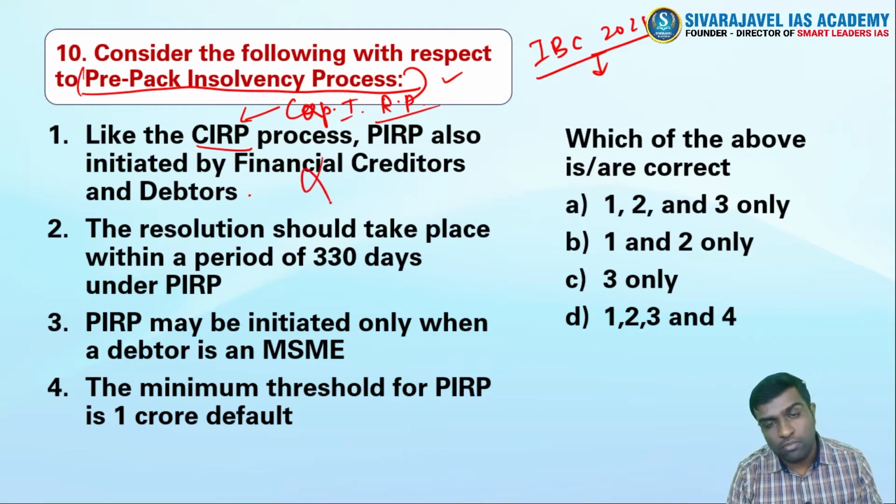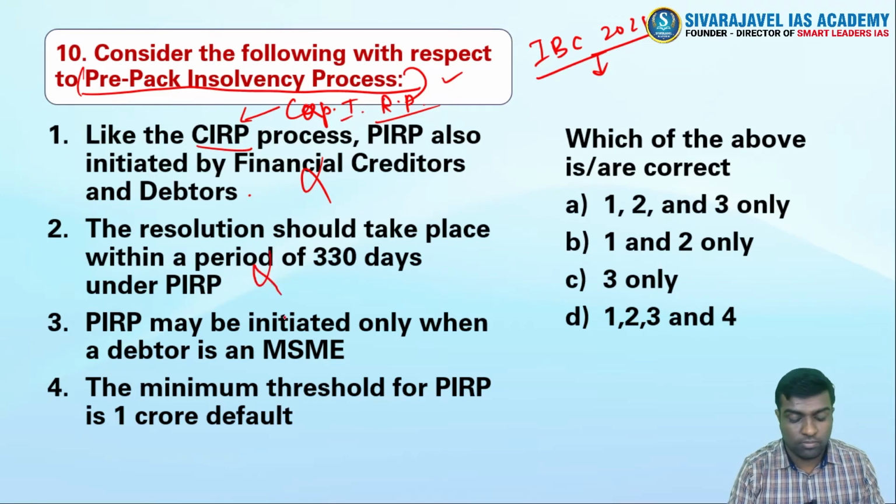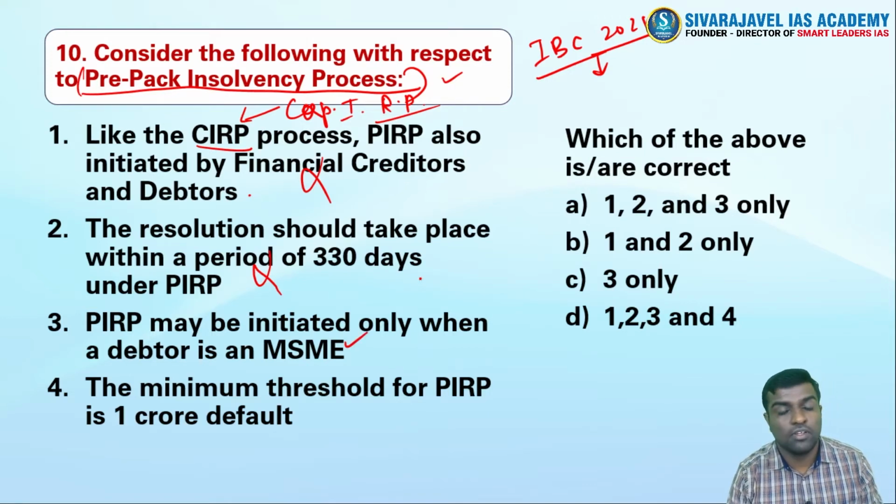No. Second, the resolution should take place within a period of 330 days under the PIRP. This is also wrong. Third statement, PIRP may be initiated only when a debtor is an MSME. Yes. The minimum threshold for PIRP is 1 crore default. So 1 crore default, below 1 crore default, there should not be brought under Prepack.